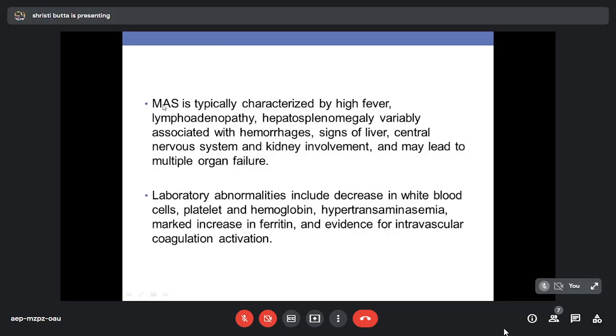Macrophage activation syndrome is typically characterized by high fever, lymphadenopathy, hepatosplenomegaly, variably associated with hemorrhage, signs of liver and central nervous system involvement, as well as kidney involvement and multi-organ failure. We'll be discussing its pathogenesis in the next few slides. Laboratory abnormalities include a decrease in the white blood cell count, platelets and hemoglobin, hypertransaminasemia, marked increase in ferritin, and evidence for intravascular coagulation activation.